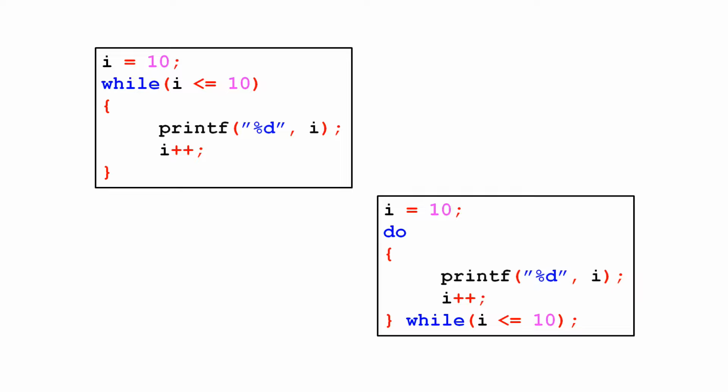These are two blocks of code. One uses while and the second uses do while loop. You have to find out what is the difference between these two blocks of code by writing two different programs.